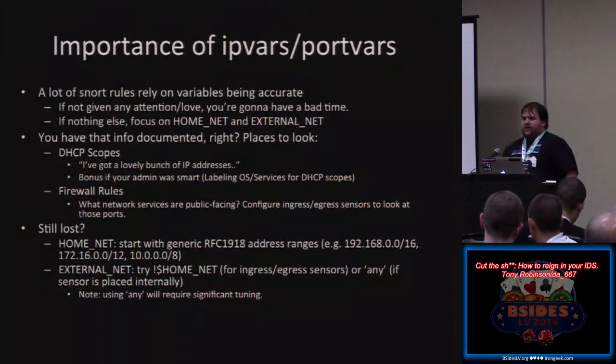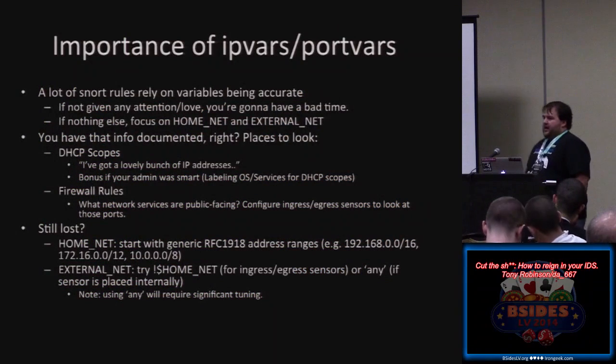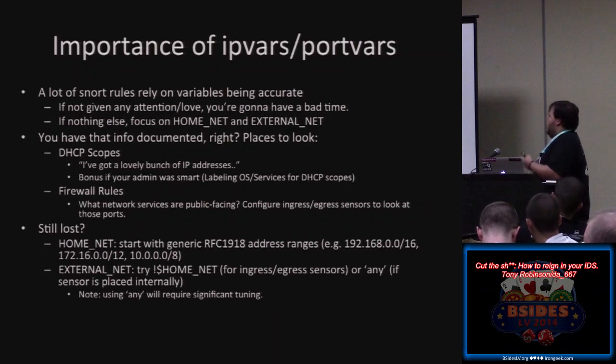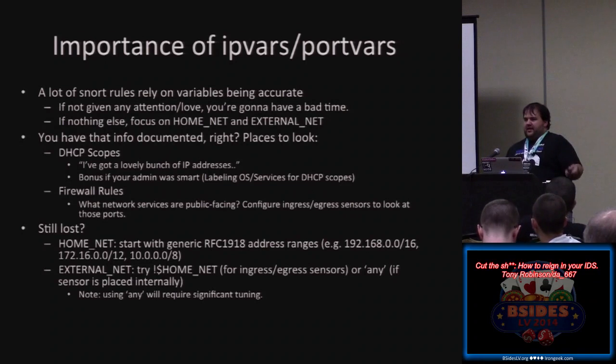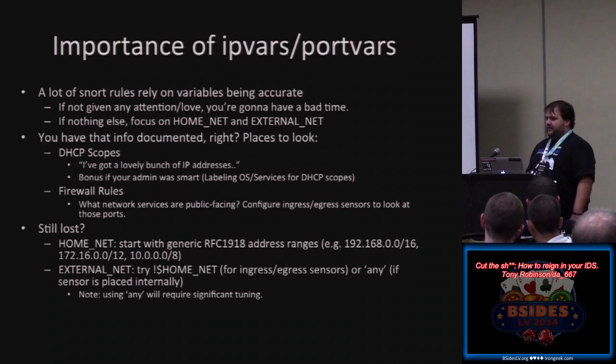So why are we doing all this? What's the importance of this? Why should you care about setting these? A lot of Snort rules rely on those variables accurately reflecting your network, accurately reflecting where you're deploying that sensor. And if they're not given any attention or love, if you just go in with a straight HOME_NET any, EXTERNAL_NET any, you're going to have a very bad time. It's going to be a lot of fun to clean up.